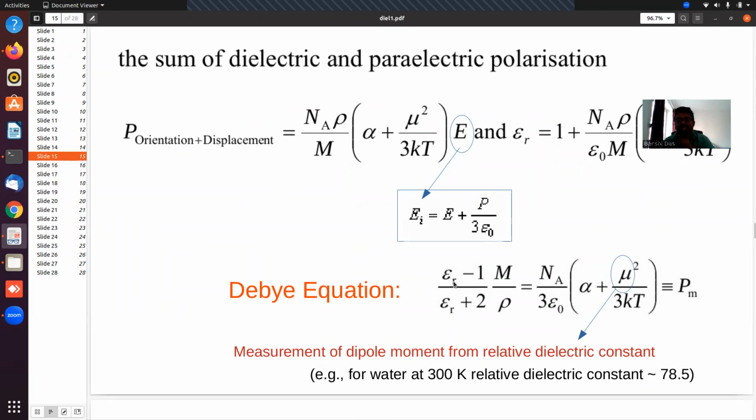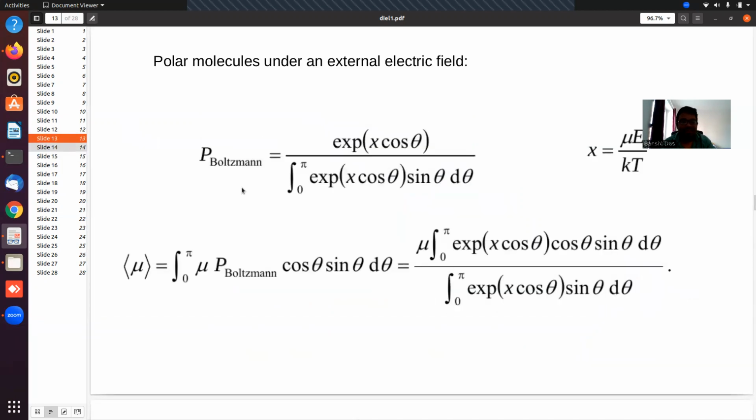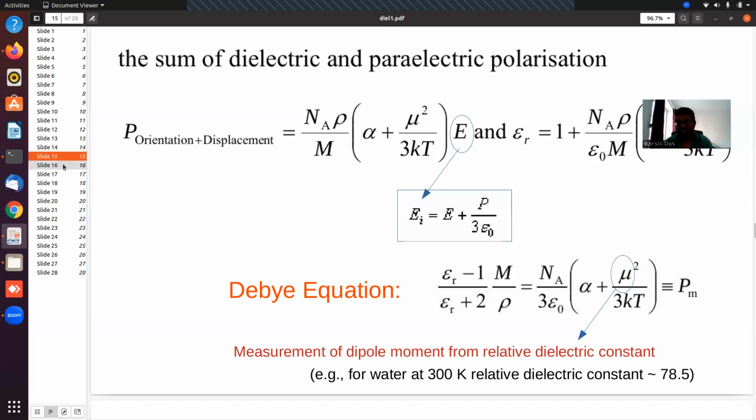So this is the extension of the Clausius-Mossotti equation when we include the orientation of the molecular dipole. The interesting part is that without knowing any detailed molecular structure, we have a strategy to extract the molecular dipole. We get a strategy from that equation.